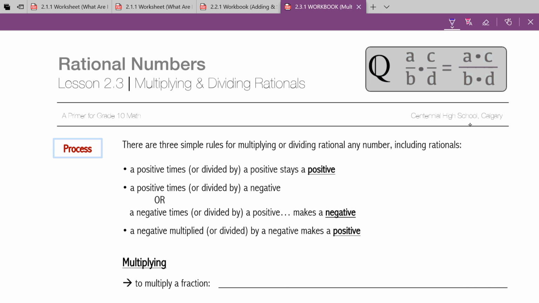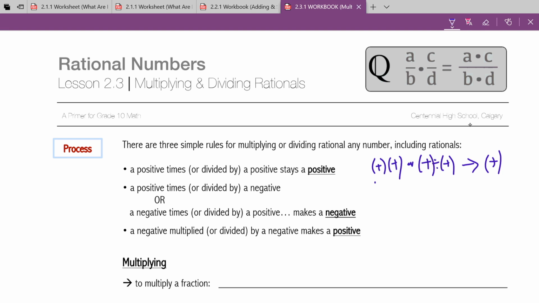Let's recall from grade 7 that there are some simple rules when multiplying or dividing integers, that is, positive and negative whole numbers. Well, those rules also apply to fractions. The first one is that a positive times a positive or a positive divided by a positive will always yield a positive number, okay?